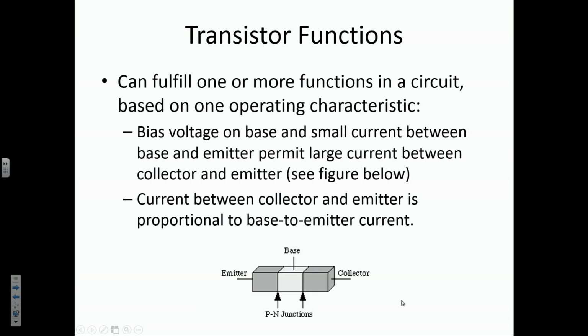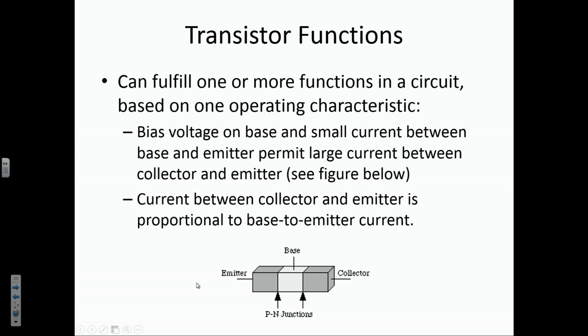So, transistors can fulfill one or more functions in a circuit based on one operating characteristic: the bias voltage on the base, and you'll remember we talked about bias voltage last time. That just means it's a voltage that's applied to the semiconductor or the transistor. The bias voltage on the base and the small current between the base and emitter permit large current between the collector and emitter.